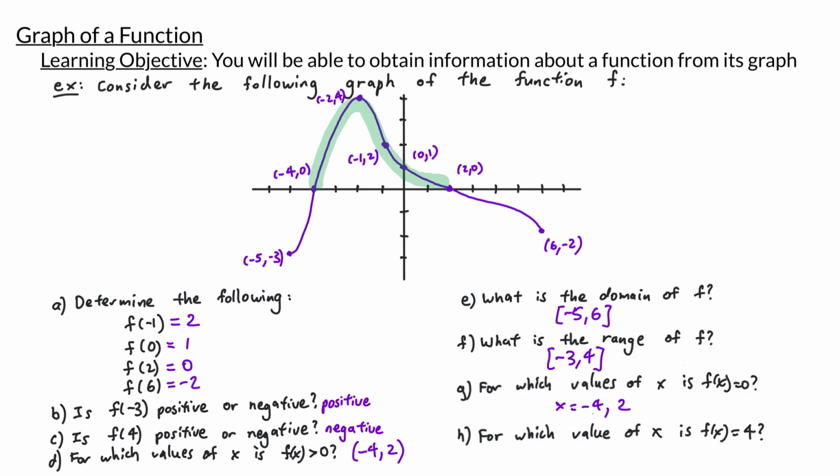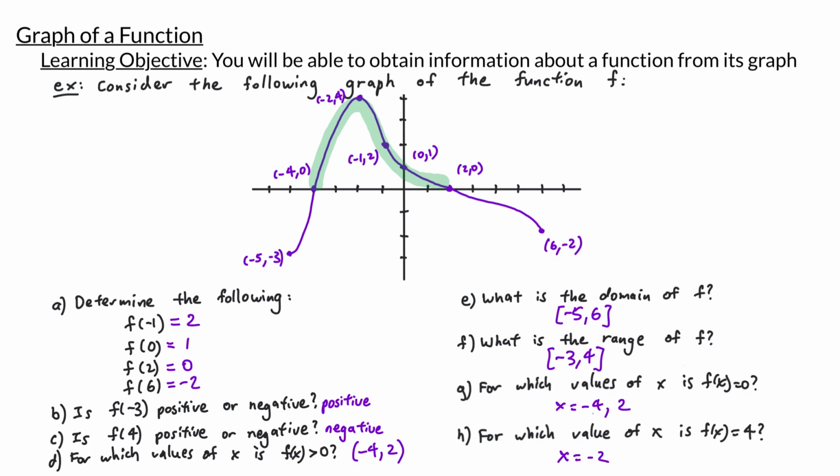For part H here, for which value of x is f of x equal to 4, basically we're looking for the input where the corresponding output is equal to 4. In terms of our graph, we're looking for the x value for which the y value is equal to 4. So go to your graph where the y value is 4. We have this point here, (-2, 4). The x-coordinate there is -2. So our answer here is x equals -2.